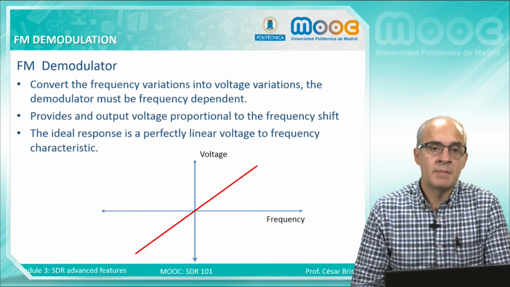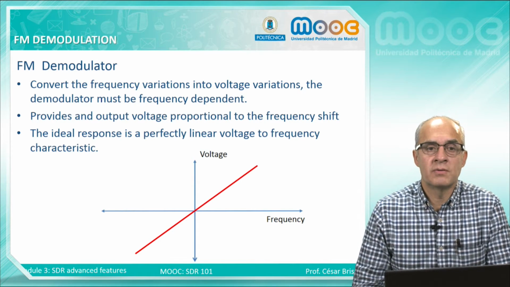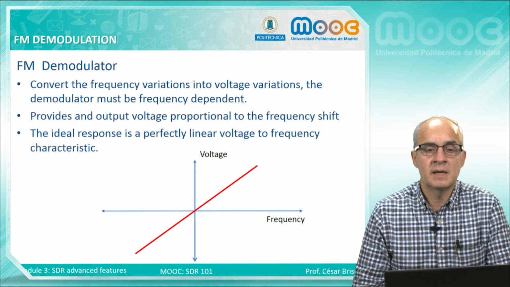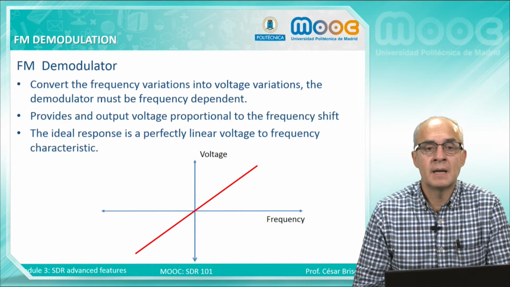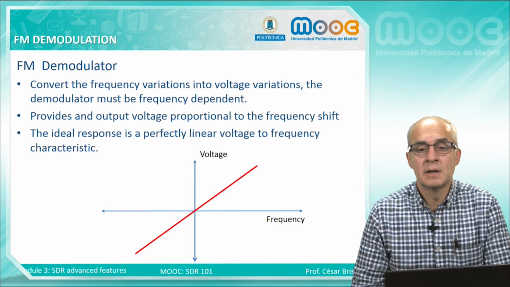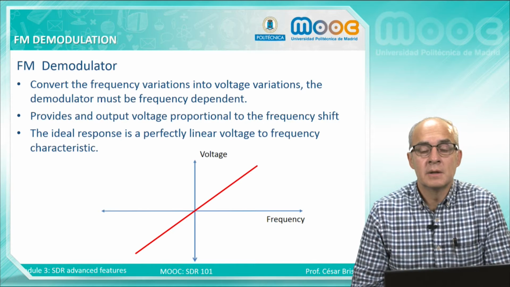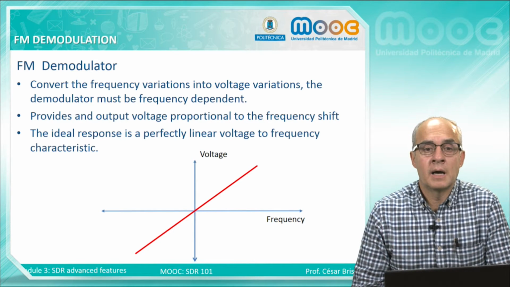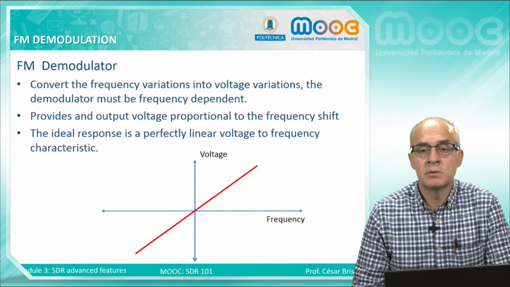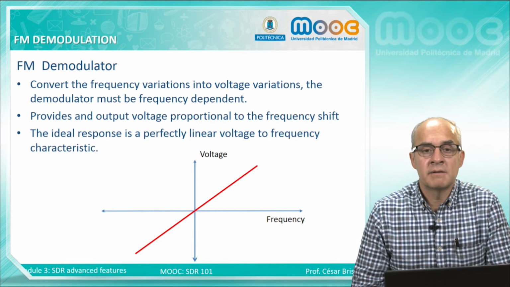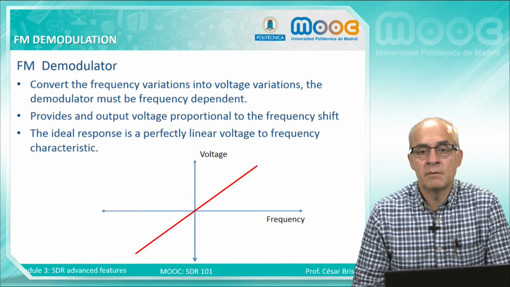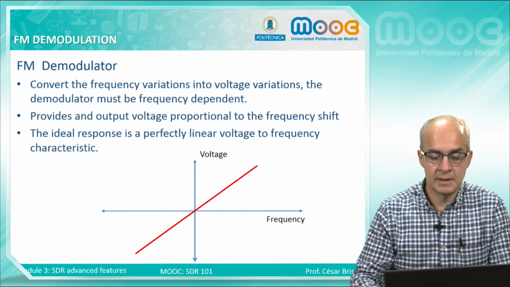The main element for the demodulation of FM signals is the FM demodulator. This used to be an analog circuit that converts frequency variations to voltage variations, then provides an output voltage proportional to the frequency shift. The ideal response is a perfectly linear frequency to voltage characteristic.